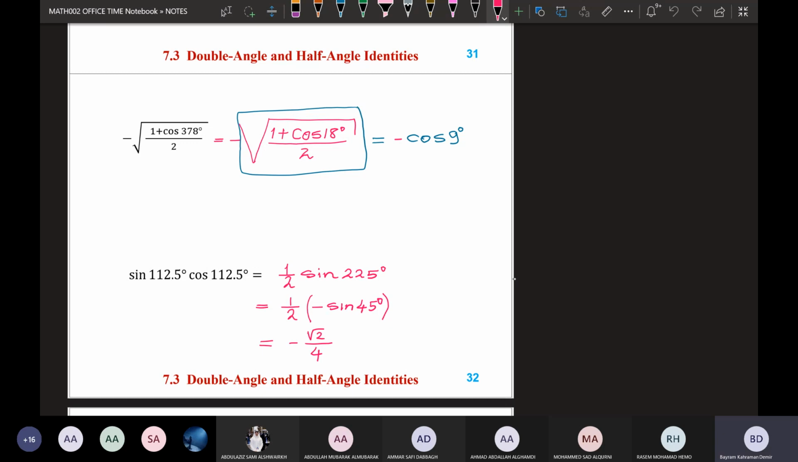And if you remember the cosine of half angle formula, this is cosine of 18 divided by 2, which is cosine of 9 degrees. You see, 1 plus cosine theta divided by 2 is the cosine of theta divided by 2. So theta is 18. 18 divided by 2 is 9. So we have a negative in front of the root, so we have the negative cosine 9 degrees, the correct answer.